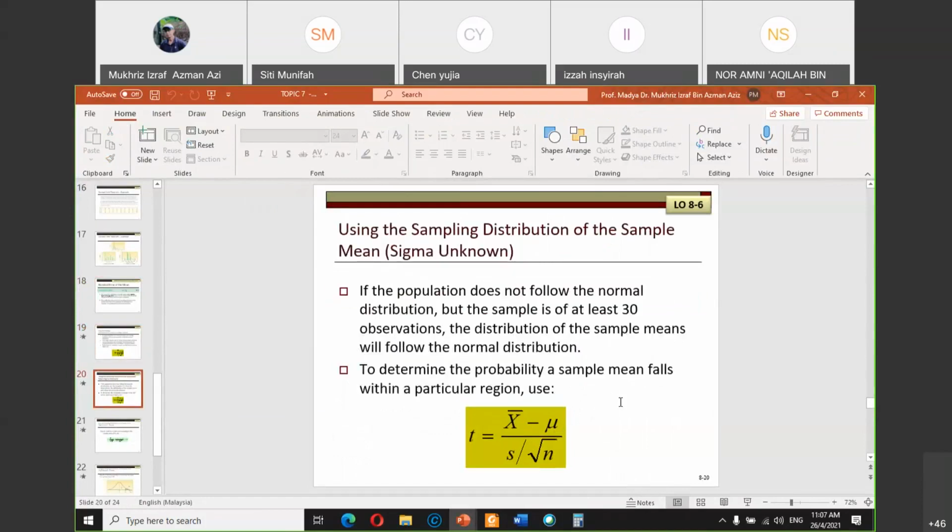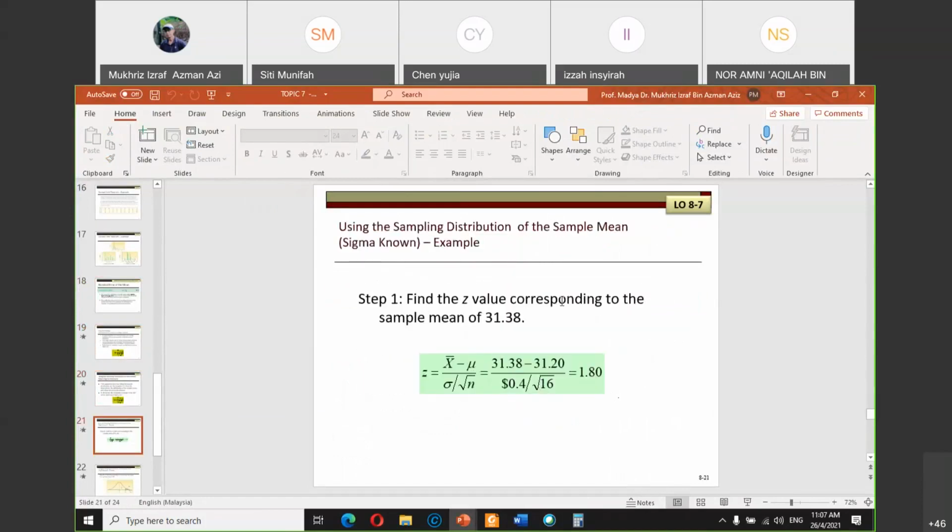Okay, so the rest is exactly the same, how to read the Z table or how to use the calculator that you used before in order to calculate the probability. So for example, find the Z value corresponding to the mean of 31.38.